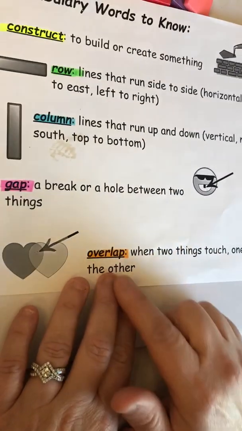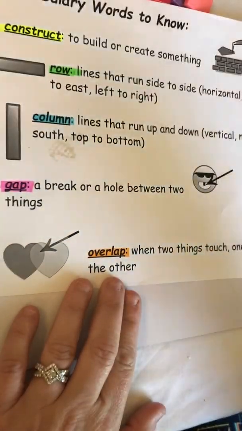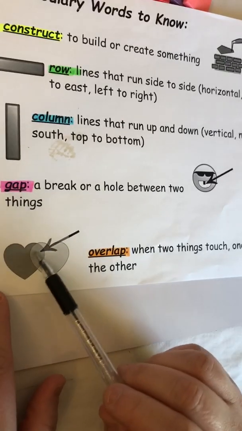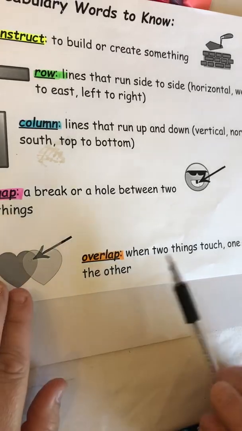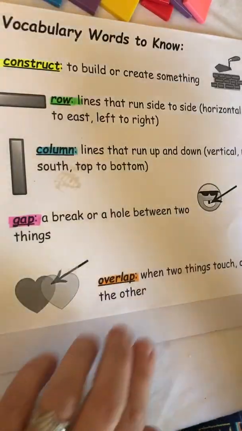And the last word we need to know is overlap. If you see this heart right here, these hearts are overlapping. One goes over the other. They are touching, okay? So those are the words we need to know. I would keep this handy as you are doing your math.